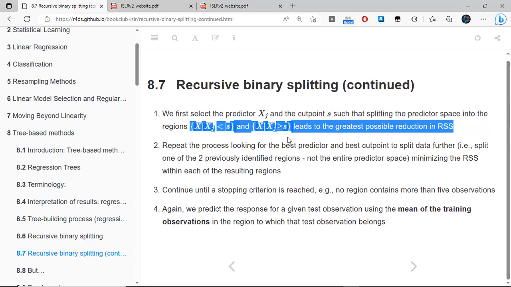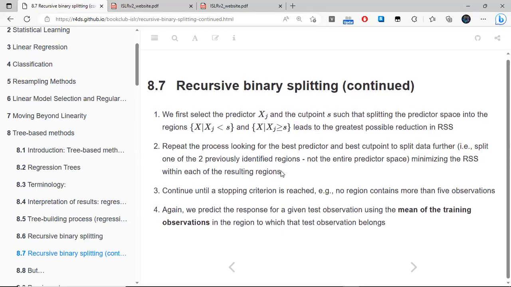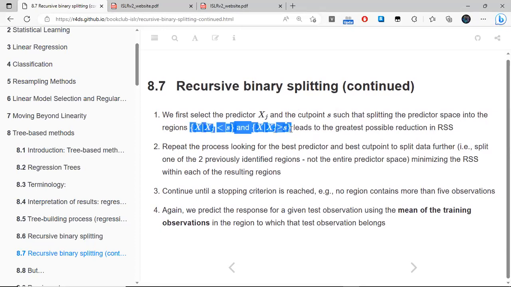We're going to do this type of splitting sequentially, and we're not always going to be splitting the whole predictor space, but the regions defined by these sets. So maybe first we split this into two, then if necessary, we can split it into two again, perhaps for another predictor and another cut point, but it's always a binary split via these inequalities.